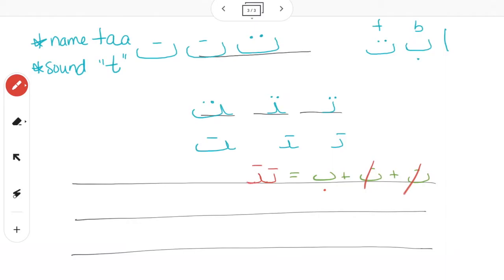The third letter is a letter ba. There's a dot underneath. Same shape, but it's in final position. So if I want to write it one more time, it would look like this. And if you want to put it with the dots there, you can.